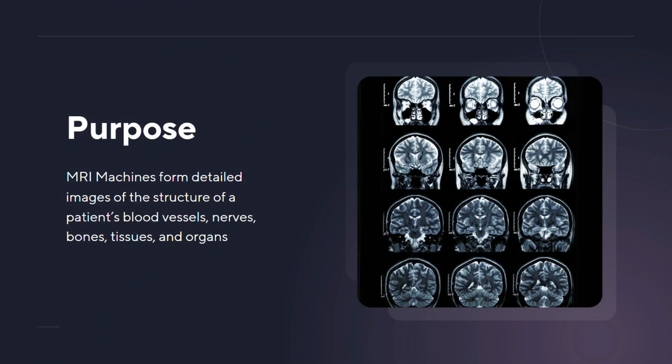MRI machines are typically used in the hospital to form detailed images of the structure of a patient's blood vessels, nerves, bones, tissues, and organs. What they do is they scan several 2D layers of these concentrated areas and they put them together to create a multidimensional image. And these help doctors diagnose certain medical conditions without having to directly invade the body.